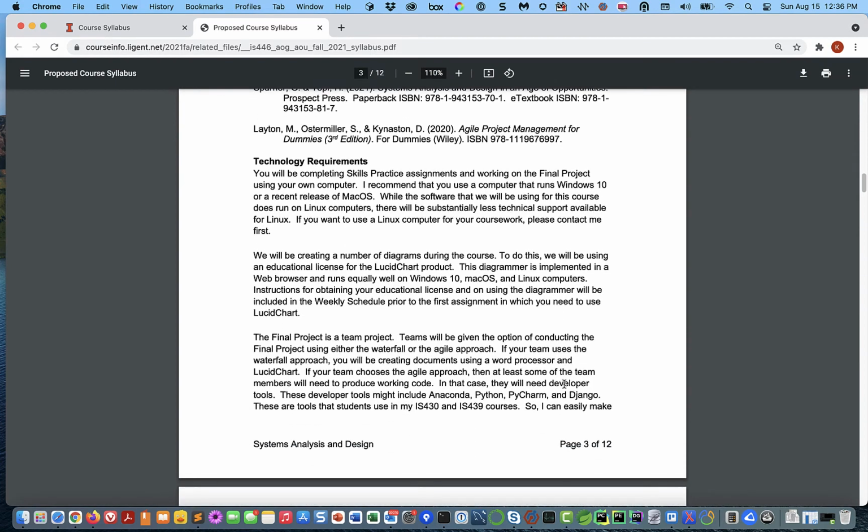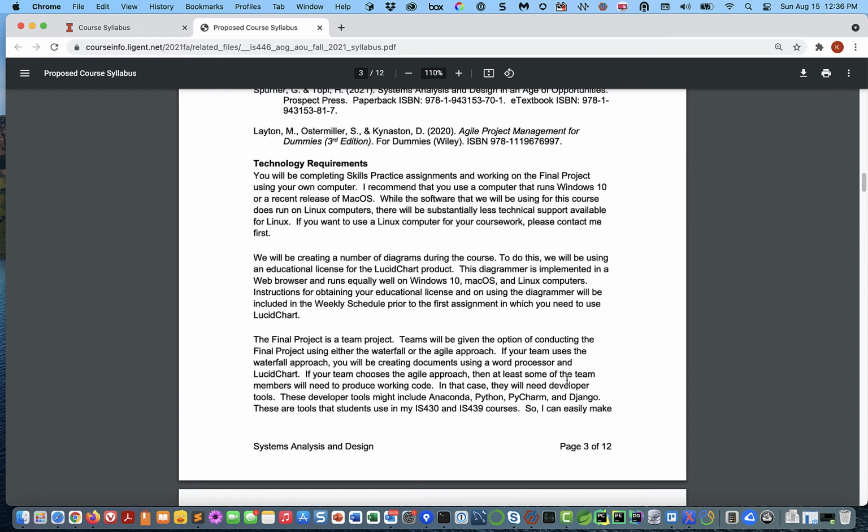Technology requirements. You're going to need a computer, okay? I recommend that you pick one that either runs Windows 10 or a recent release of Mac OS. You can choose a computer that runs Linux because we do support it here at the iSchool, but I won't be able to support you particularly well. So I recommend that you go with either Windows 10 or a recent Mac OS.